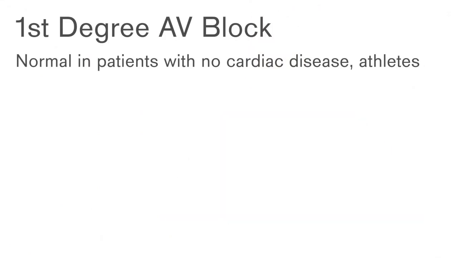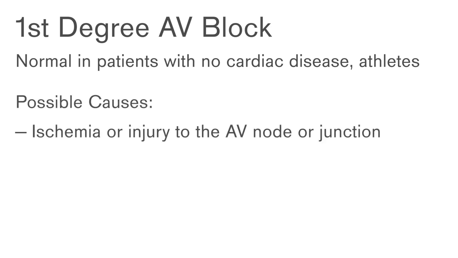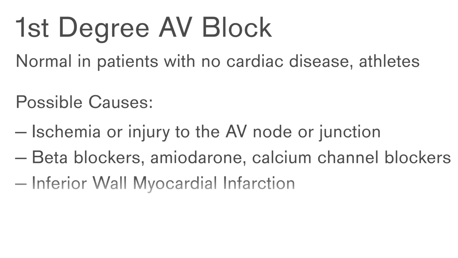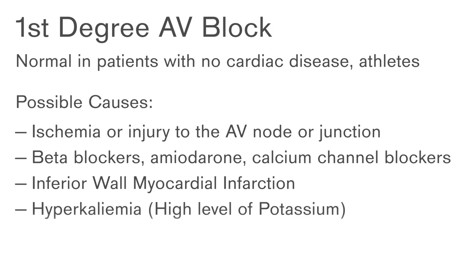First-degree block is a normal finding in an individual with no cardiac disease, and especially in athletes. It can be caused by ischemia or injury to the AV node or junction. Medication therapy is also a known cause: beta blockers, amiodarone, calcium channel blockers, etc. Inferior wall myocardial infarction can create blocks as well. But of course, hyperkalemia, which is a high level of potassium, can be a factor.